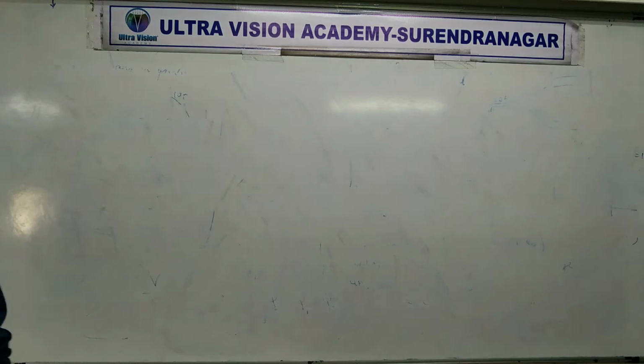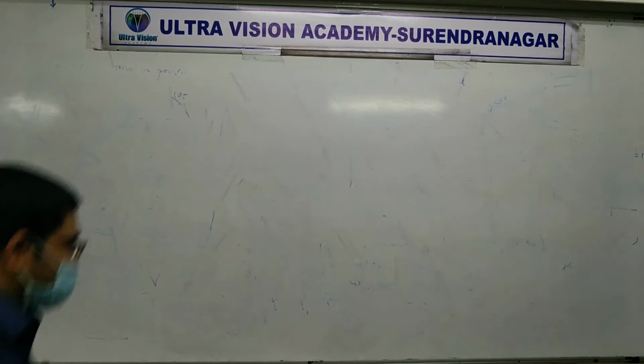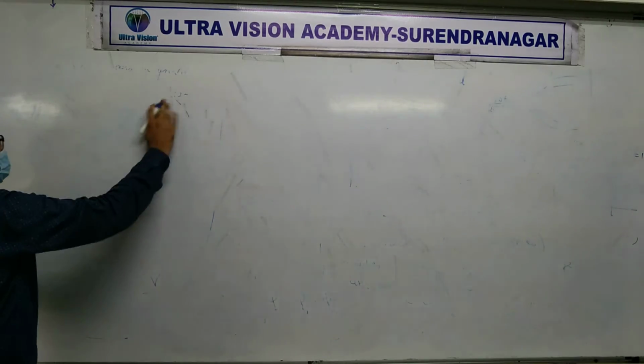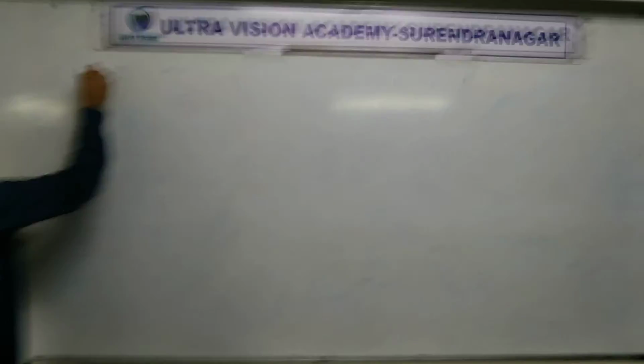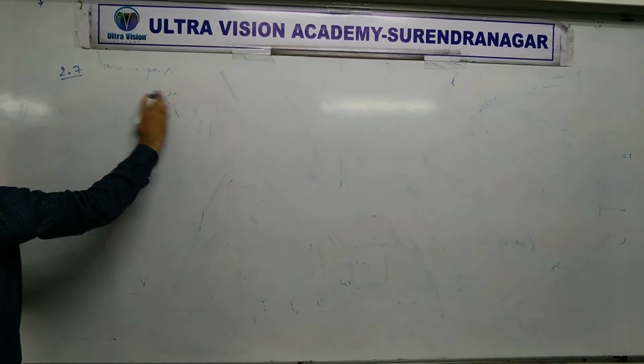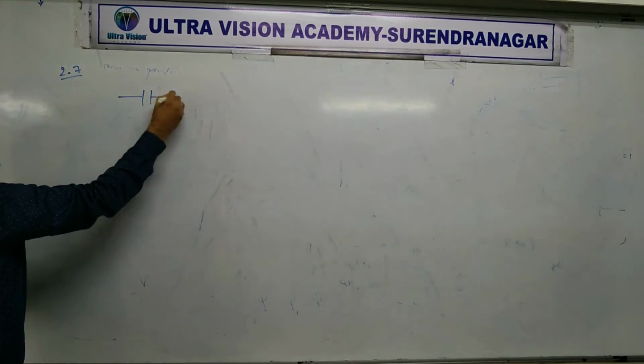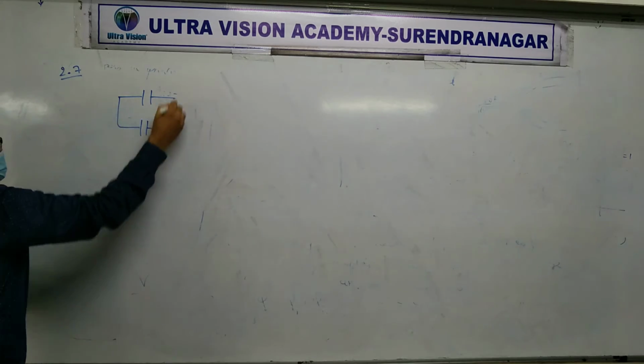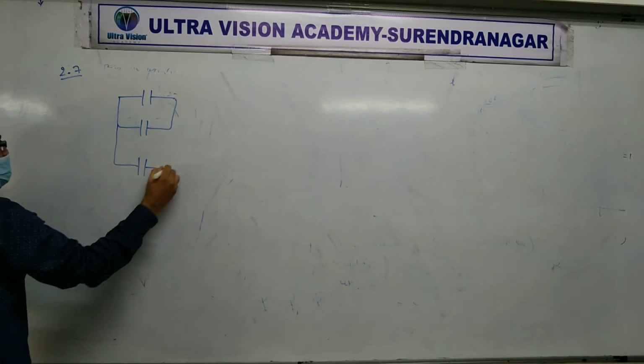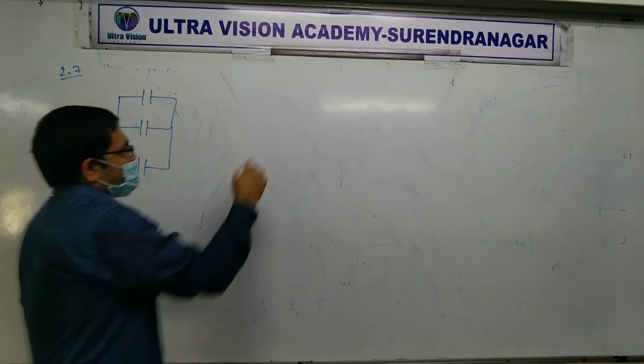Okay, well then, let's solve this question from the exercise. Question 7. 7 is a parallel order. Question 7. 3 capacitors of capacitance 2pF, 3pF, 4pF are in parallel. Must draw diagram, everyone. Question 2.7 from the exercise. 2pF, 3pF and 4pF. However you draw it, it does not matter.